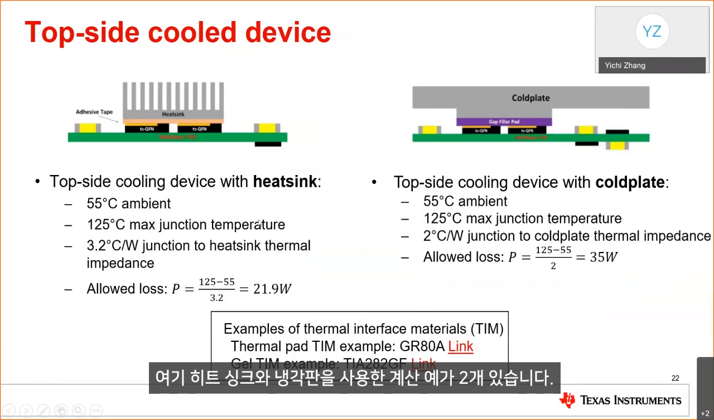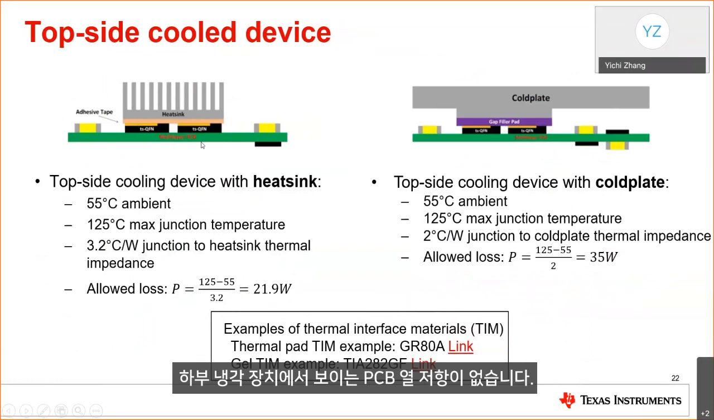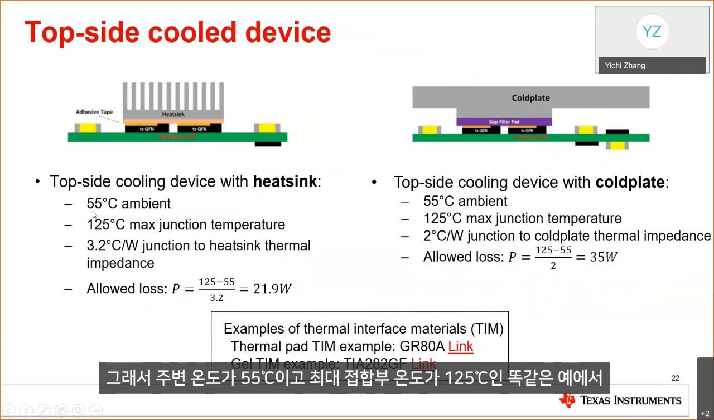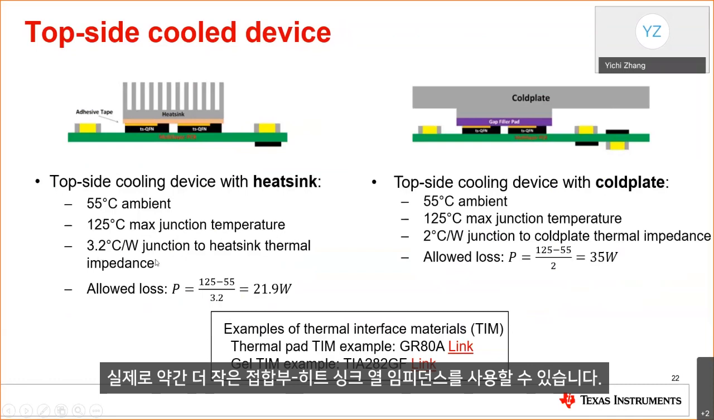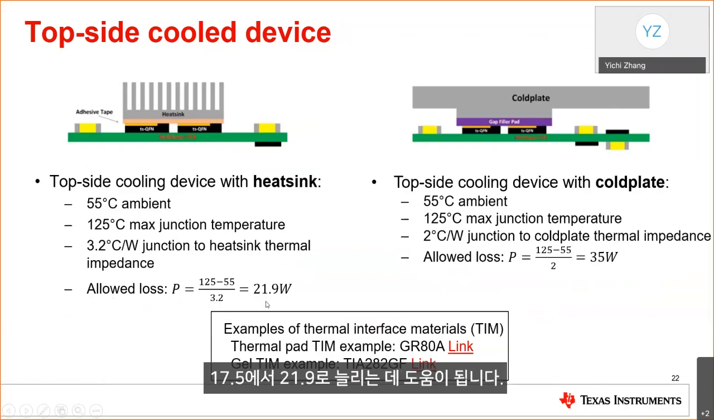So here are two calculation examples with heatsink and with cold plate. For the top side cool device with the heatsink, because it doesn't need to dissipate the heat through the PCB, it doesn't have the PCB thermal resistance as you're seeing in the bottom side cool device. So with the same example of 55 degrees C ambient and 125 degrees C maximum junction temperature, actually we can use a slightly smaller junction to heatsink thermal impedance, and that helps you to increase the amount of loss dissipation from 17.5 to 21.9 watts with top side cooling devices with heatsink.